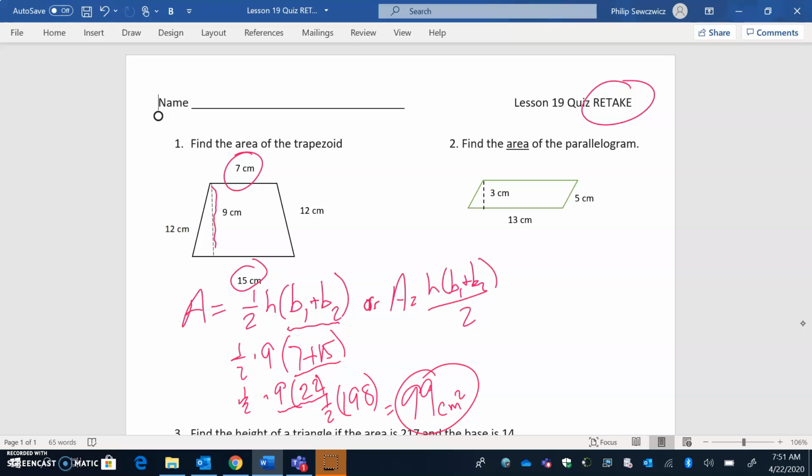Same idea as before. The height is still 9. The bases are still 7 plus 15, and then we are going to divide it by 2. So 7 plus 15 is still 22. 9 times 22 is going to give us that 198 again. You can see how stuff's starting to repeat. Divided by 2, and you still get your 99. So again, your choice, two different ways. The idea of taking half of something is the same thing as dividing something by 2.